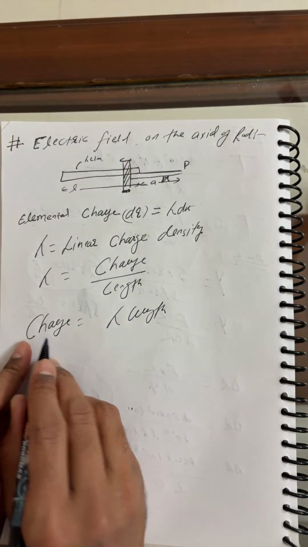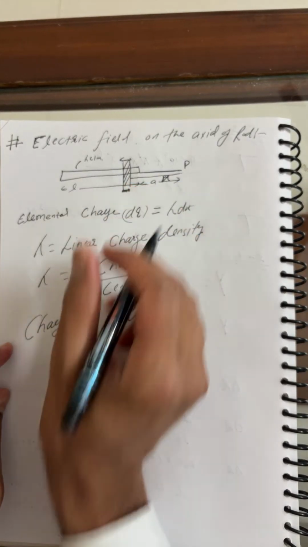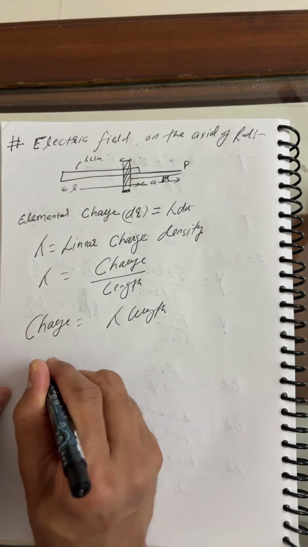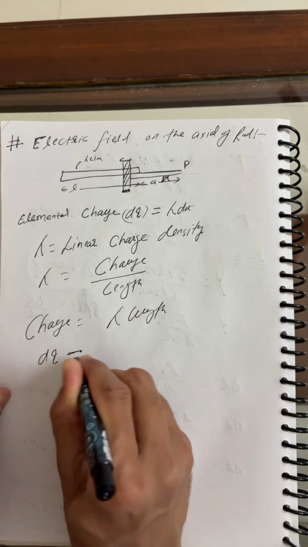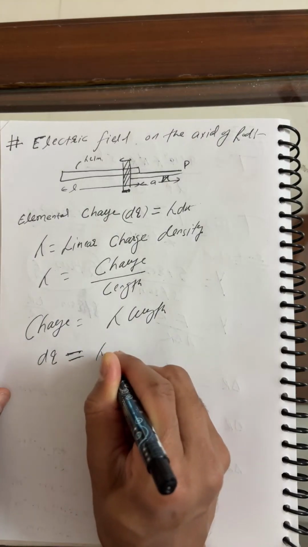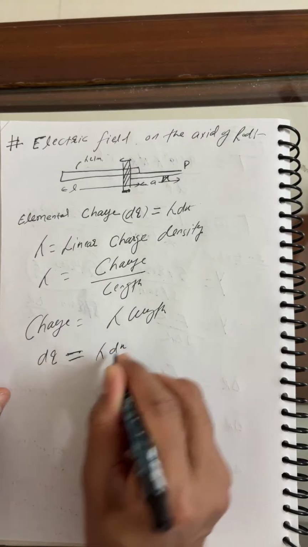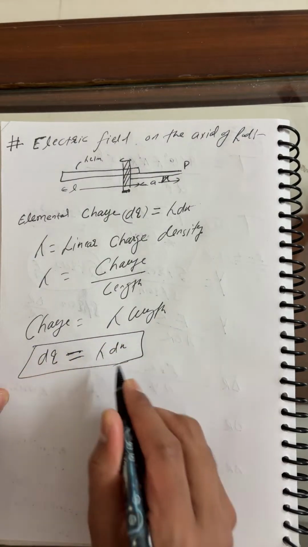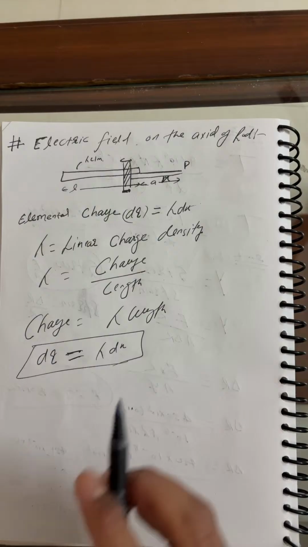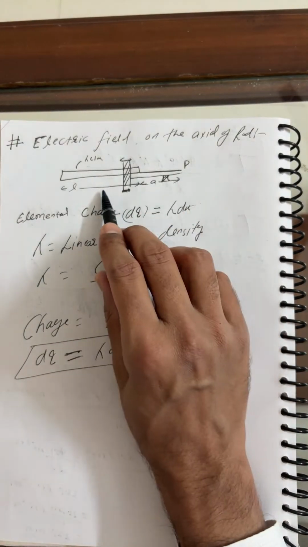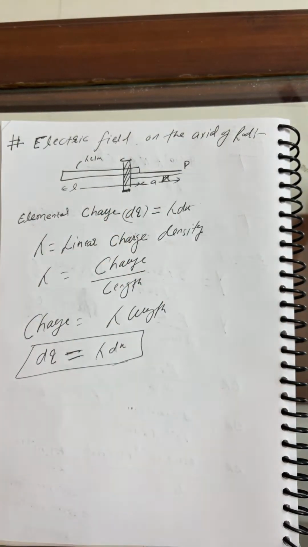So charge is nothing but this. We wish to find the charge for the element, so you can write this as dq. dq is equal to lambda into dx. Already I wrote it, dq is lambda into dx. We wish to find the electric field at point P due to the entire rod.